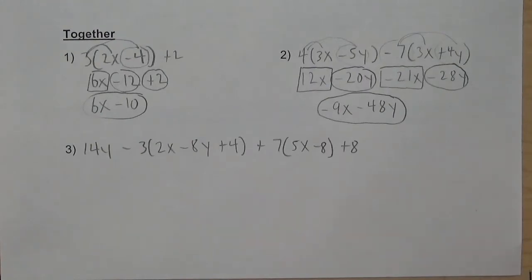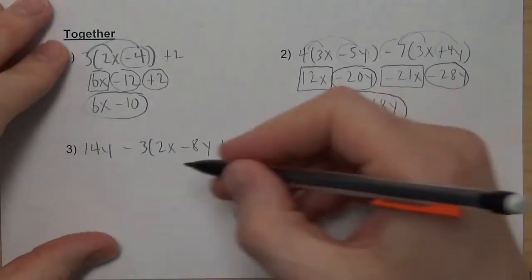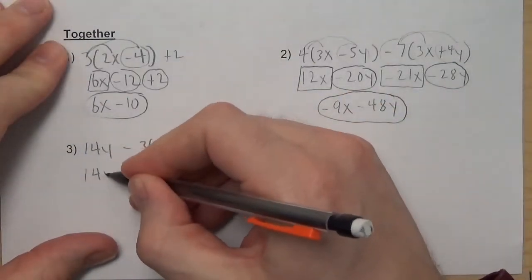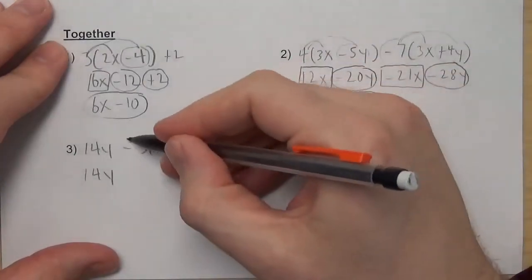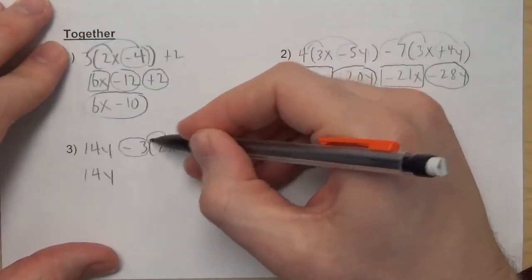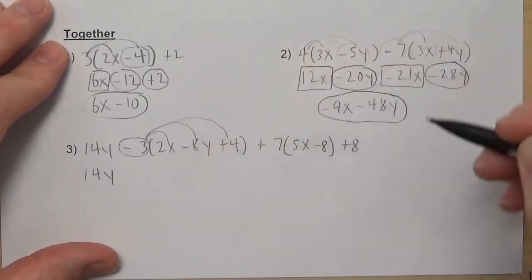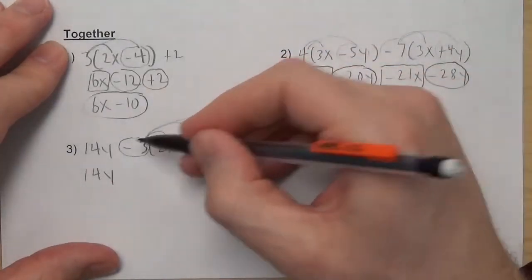All right, anything not part of the distributive property step, this first step here, we just bring down. So 14y is not in parentheses, it's not being used for distributive property here, just bring that down. This negative 3 that we have here is going to be distributed out to all these things in parentheses. There's 3 things in there. So don't forget to include that sign.